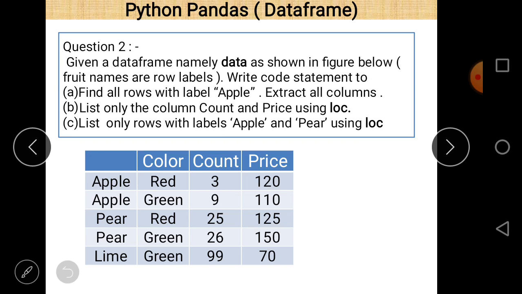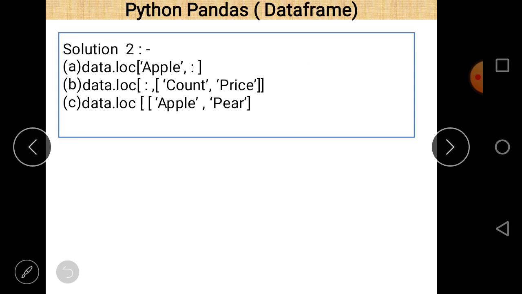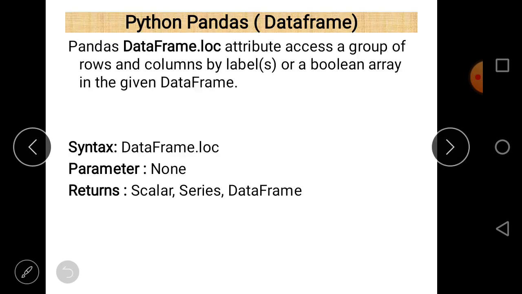In this question, write code statements to find all rows with label apple, extract all columns, and list only the columns count and price using LOC, and list only rows with the labels apple and pear using LOC. So LOC is a function used in Python pandas. So let us give an example of LOC.